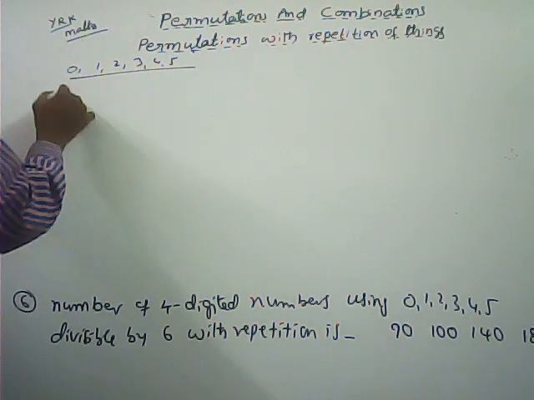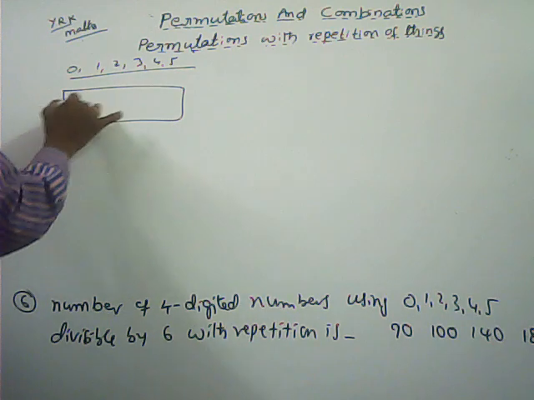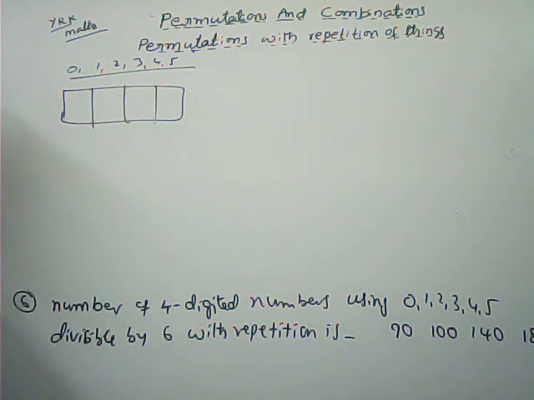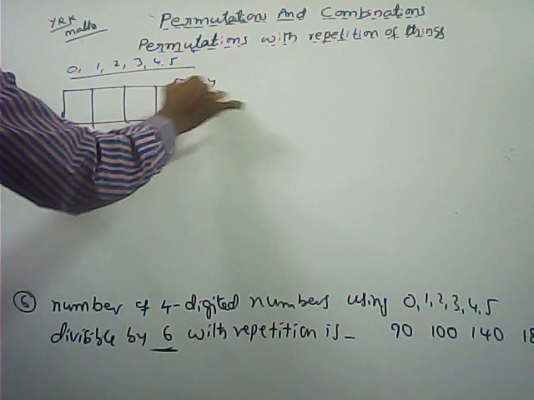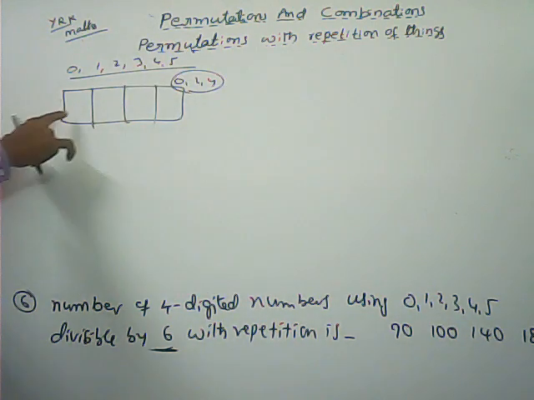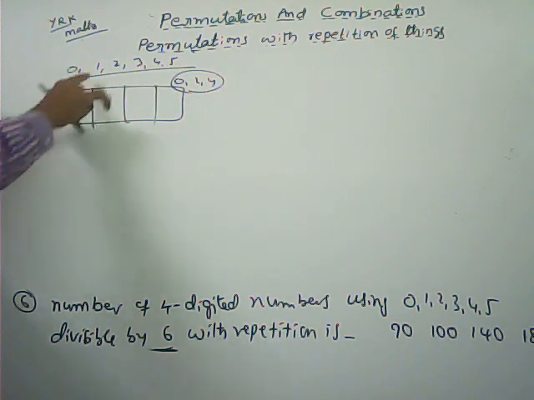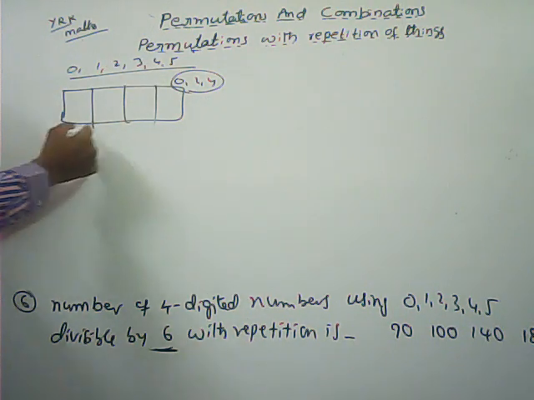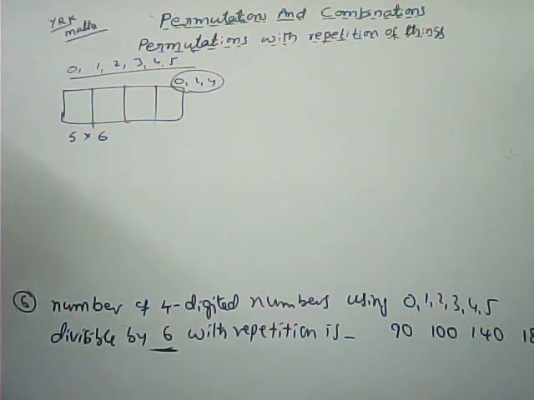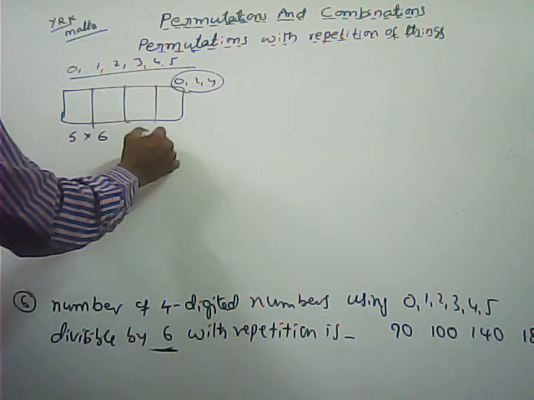Here we want 4-digit numbers which are divisible by 6. That should be even. Even means we can keep either 0 or 2 or 4 in the units place, and 0 should not be kept in the first place. 1 2 3 4 5, here 5 ways are there. Here you can keep any one of the 6, so 6 ways are there. Here you can keep any one. Last one, 3 ways are there.